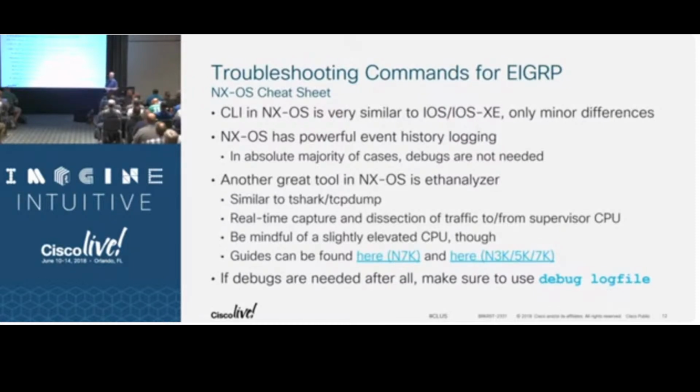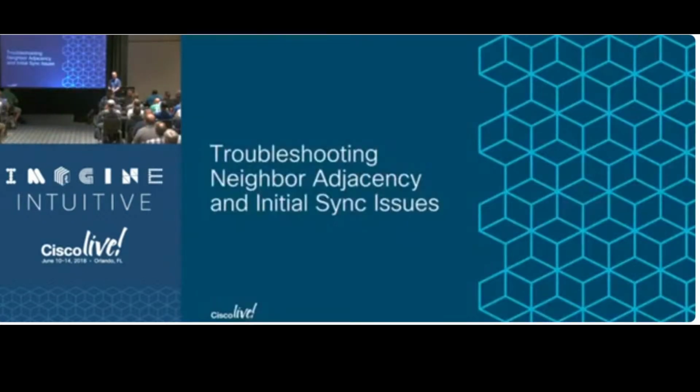All right. These will be the tools I will be referring to later in the presentation. This being said, let's check the first area of EIGRP, which is named the Neighbor Adjacency Initial Sync Issues.